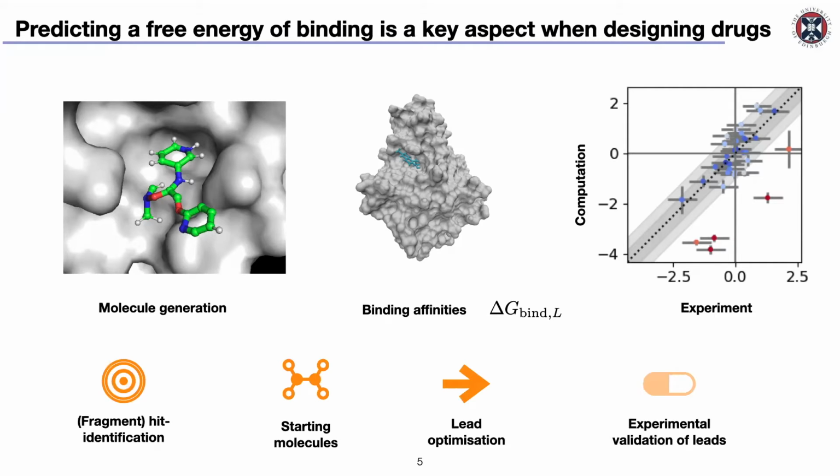In drug discovery terminology, you can say you have a hit or fragment hit identification. You have a starting molecule that you want to optimize, and then you do an experimental validation, and this can take on whatever kinds of loops. I'm not claiming I'm doing drug discovery here. I leave this to the pharmaceutical companies, but I'm interested in methodologies that can allow us to make predictions at each of these stages effectively, and I'm going to tell you more about them.